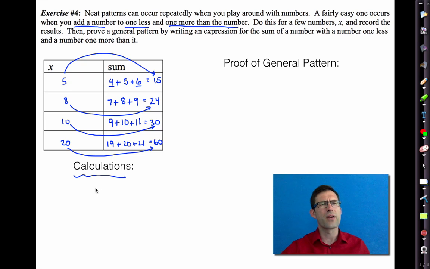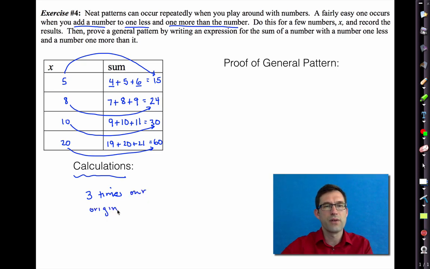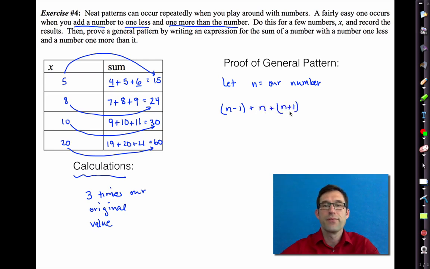So what's the pattern? It looks like we always get 3 times our original value, right? 3 times 5 is 15, 3 times 8 is 24, 3 times 10 is 30, 3 times 20 is 60. So here's how we'll do it. We'll let n be our number. That's simple enough. So then what we're doing is we're taking a number 1 less than it, plus the number, plus a number 1 more than it, right?